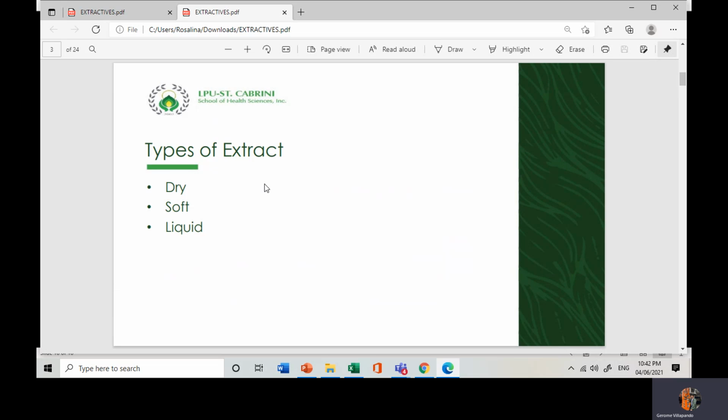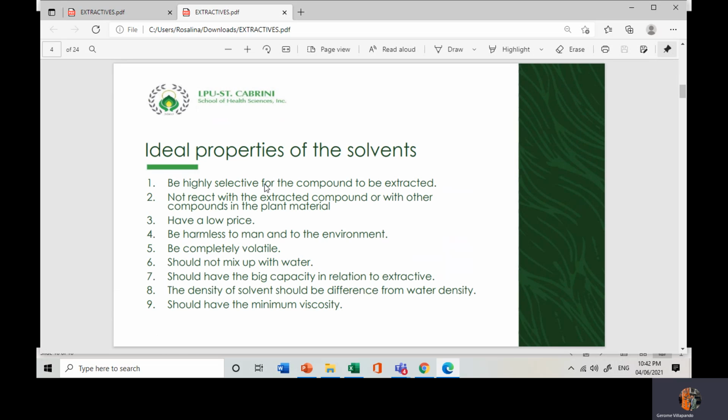We have two types of extract: the dry, soft, and the liquid. Ideal properties of a solvent: be highly selective for the compound to be extracted, and not react with the extracted compound or with other compounds in the plant material, since it may cause adulteration or a negative impact on the product. Have a low price, and be harmless to man and to the environment, so that it won't get through the FDA otherwise.